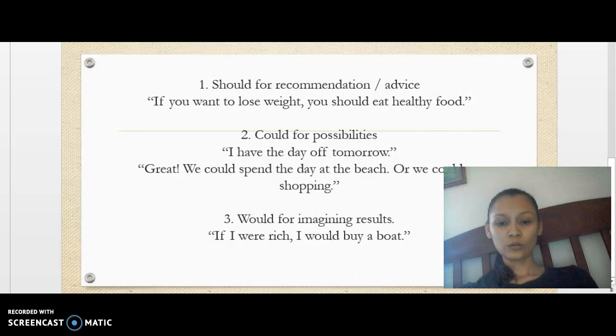And would is used for imaginary results. The example is: if I were rich, I would buy a boat. This is an example of the past modal, and this is my explanation of this topic, the past modal grammar.